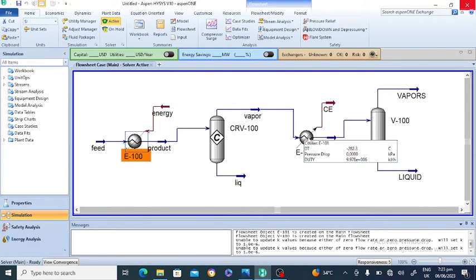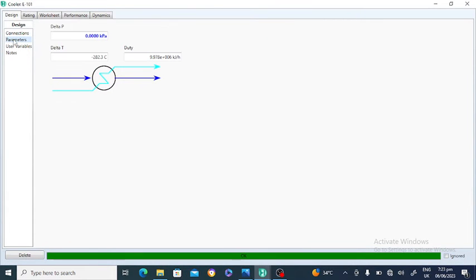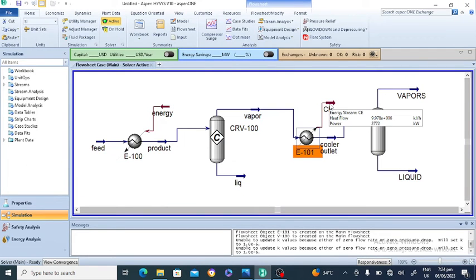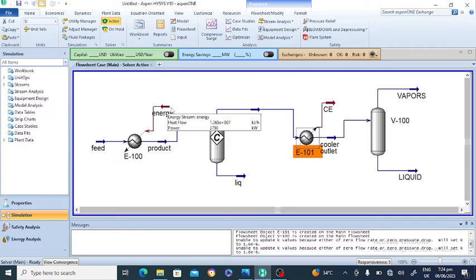Now you can check the cooler duty. Double click on the cooler, and here you can check the cooler duty. Go to the parameter. This is the delta T across the cooler, and this is the cooler duty, 9.97 multiplied by 10 raised to the power 6 kilojoule per hour. You can also check here the power of the cooler. It is 2772 kilowatt, and the power of the heater is 3790 kilowatt. So now you can check the separator.